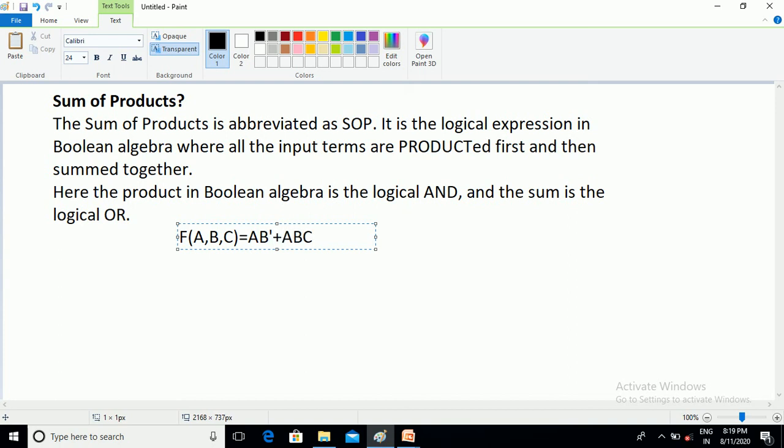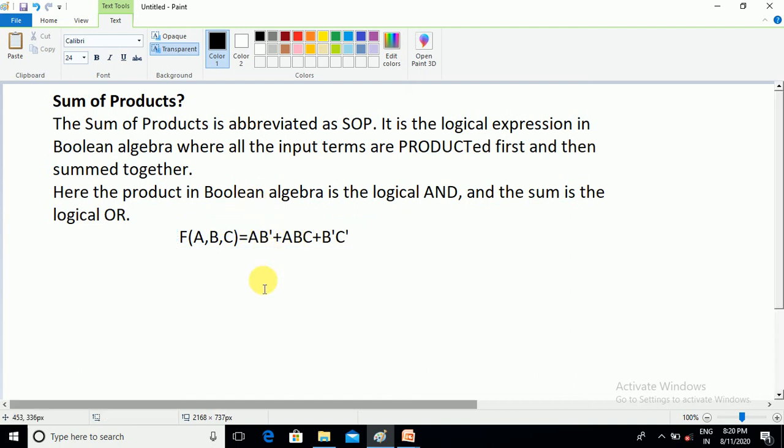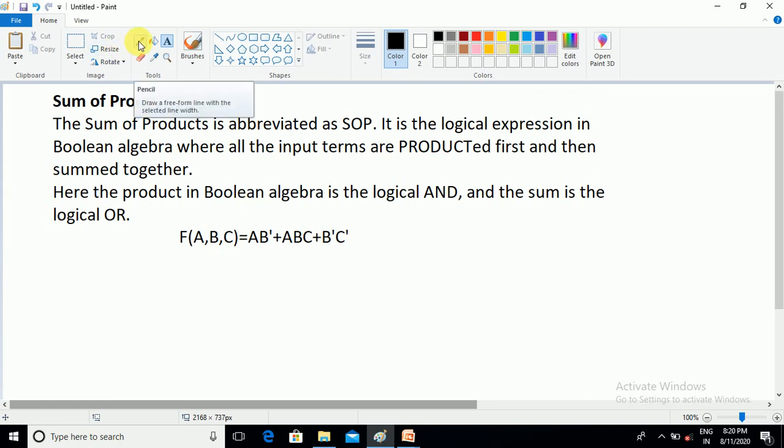Here two terms are taken. One is the a b dash term, another one is the a b c term. And you also take another term as a b dash c dash. There are three terms and they are summed to each other. One term is a b dash. Now a b dash, a b c, and a b dash c dash are called product terms. This is a product term. How do you know that it is a product term?